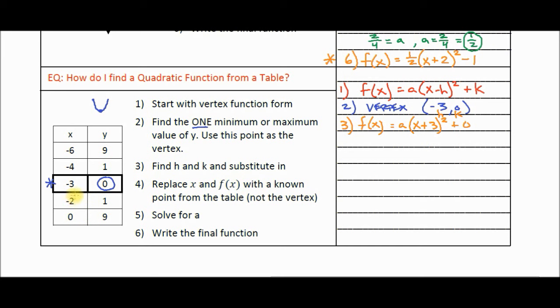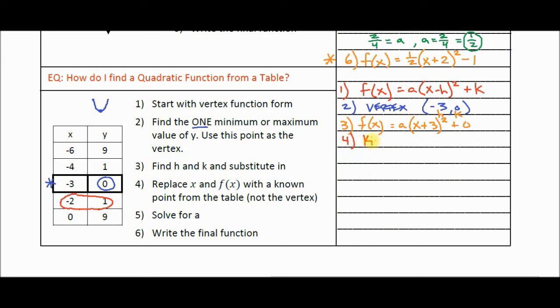Those are smaller numbers, and in fact, I think I'm going to pick this one. You could have picked 0, 9 as well. I'm going to pick negative 2, 1. Doesn't matter which point you use. It'll work no matter what. So we're going to substitute those in for the x value and the f of x value.